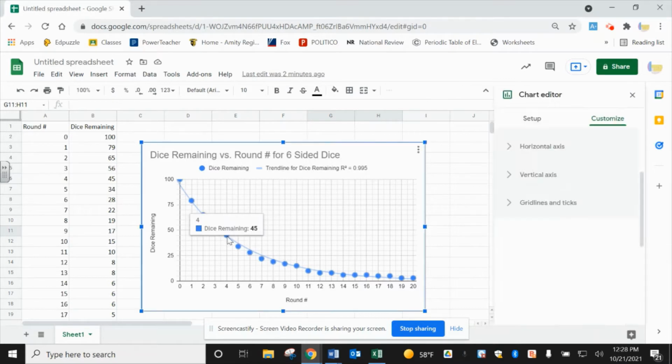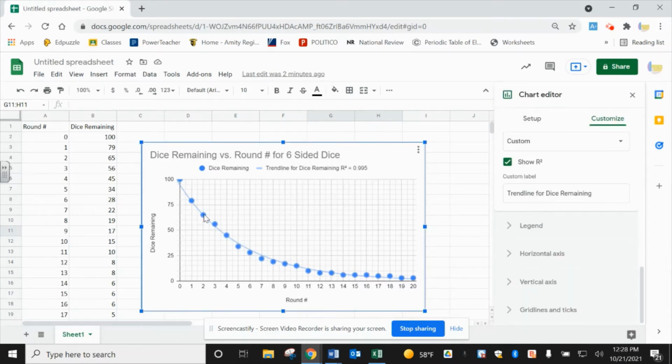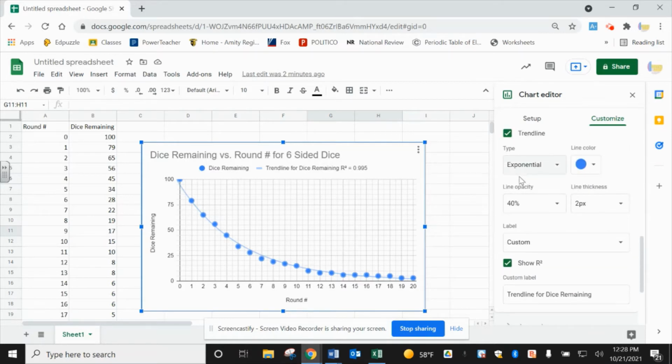Now you have to be careful, because when we come to do our trend line, we're going to come up here, and so we're adding the trend line, but you notice it's not linear this time. If I choose a linear trend line, look what happens. I have an R-squared of 0.769, which is horrible. I get a straight line that looks nothing like the curve of the data.